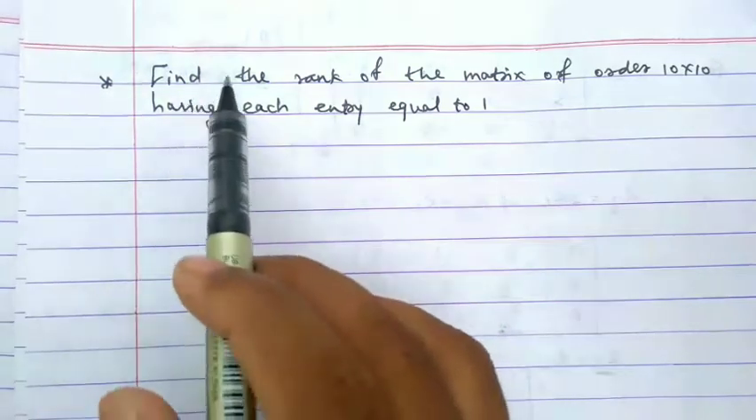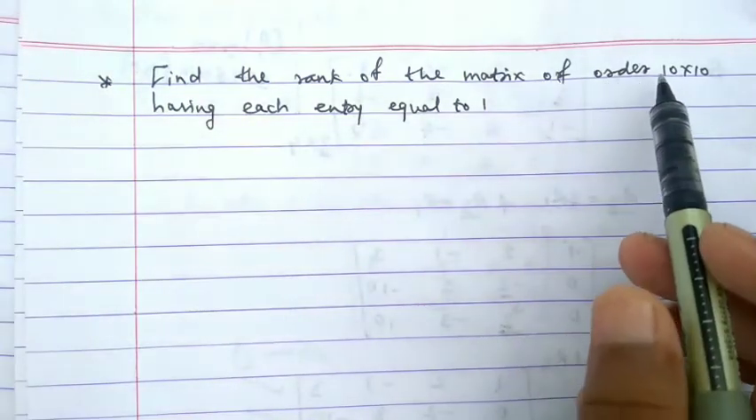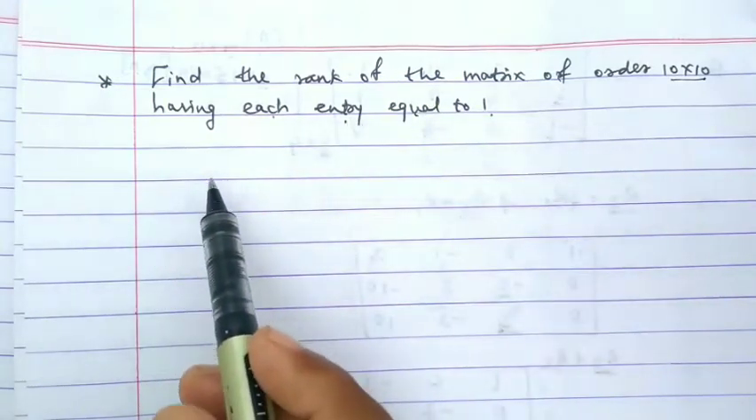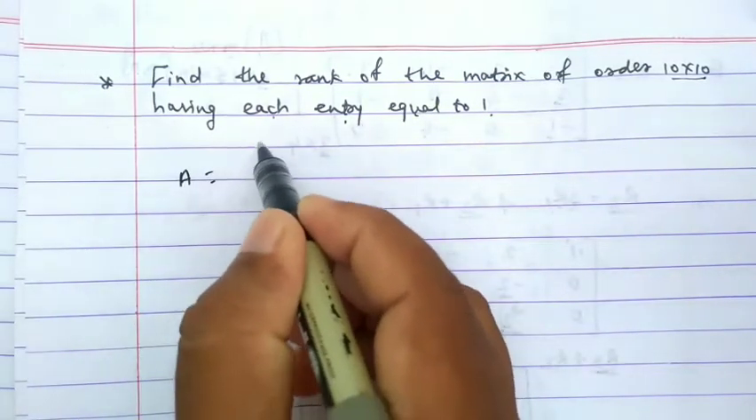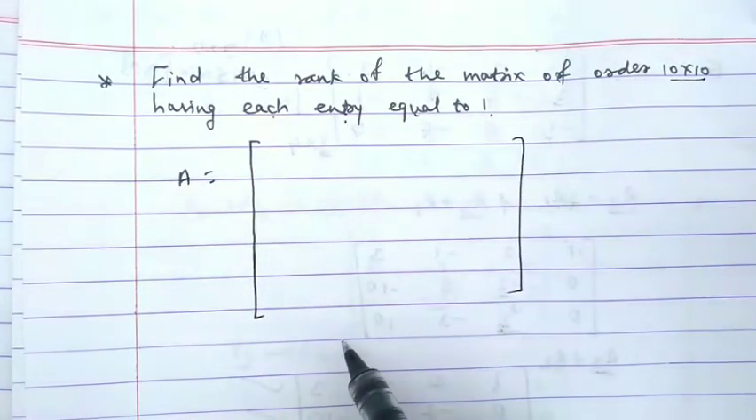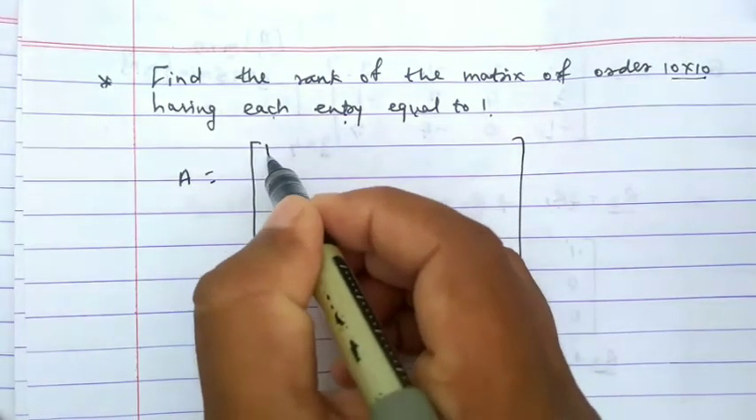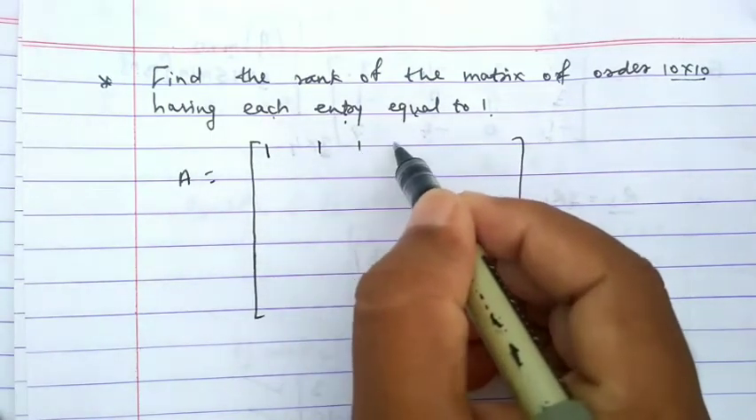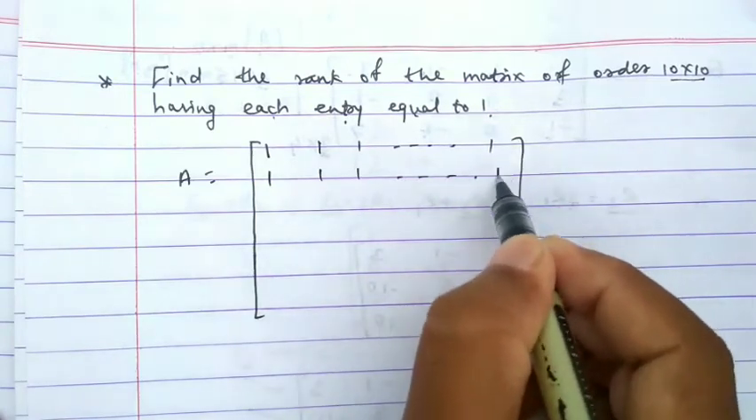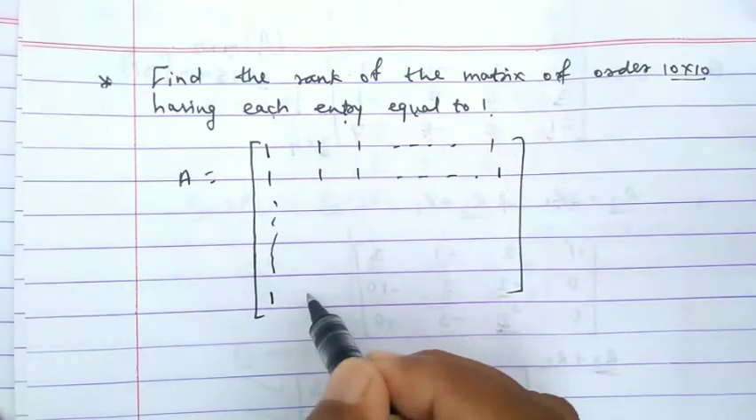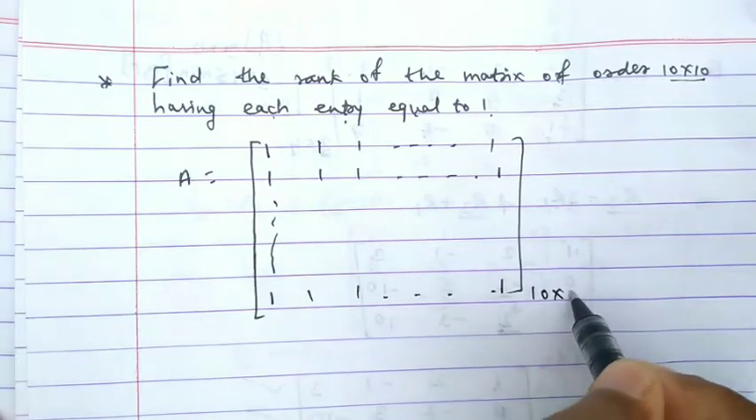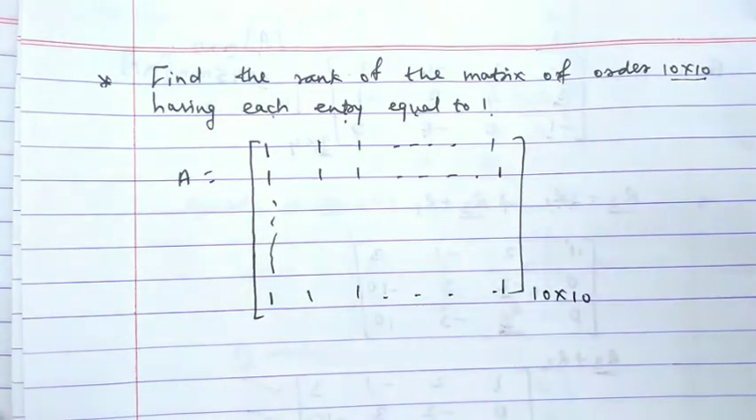The question is: find the rank of the matrix of order 10 cross 10 having each entry equal to 1. So what is the matrix A? Matrix A is the 10 cross 10 matrix having each element equal to 1. Here 1, 1, 1, it is 10 times. Here also 1, 1, 1, it is 10 times. So there are 10 rows and 10 columns. This is a 10 cross 10 matrix having each entry equal to 1.